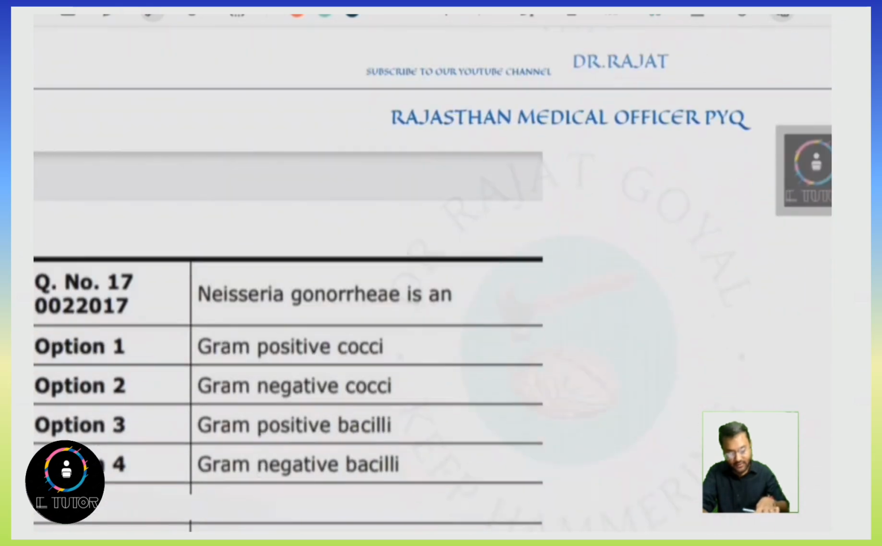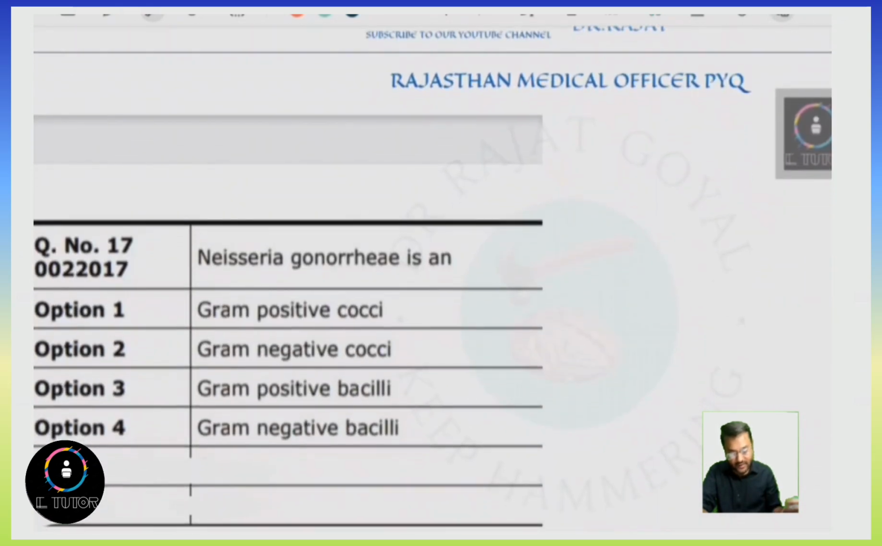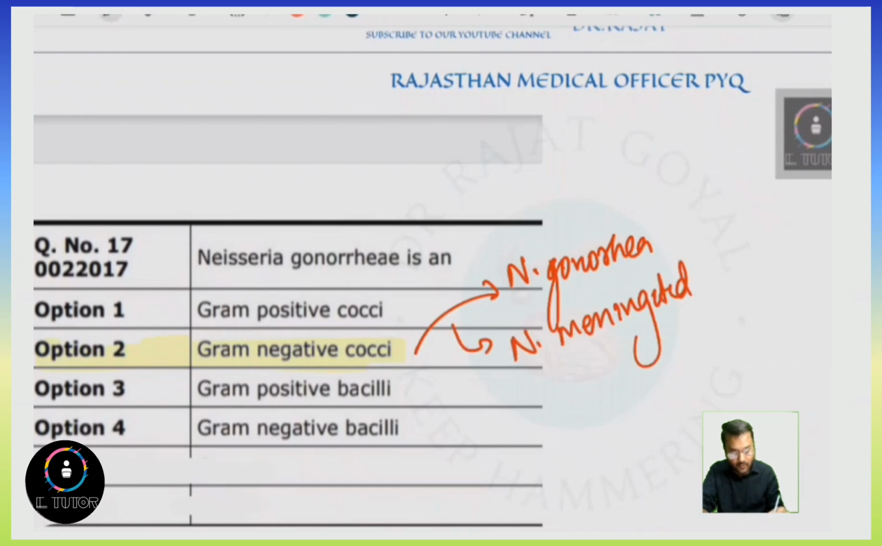Next question is: Neisseria gonorrhoeae is an... So the answer here will be option 2, gram negative cocci. Neisseria gonorrhoeae is a gram negative diplococcus. If we talk about other gram negative diplococci, one is Neisseria gonorrhoeae and another is Neisseria meningitidis. Answer here will be option number 2.